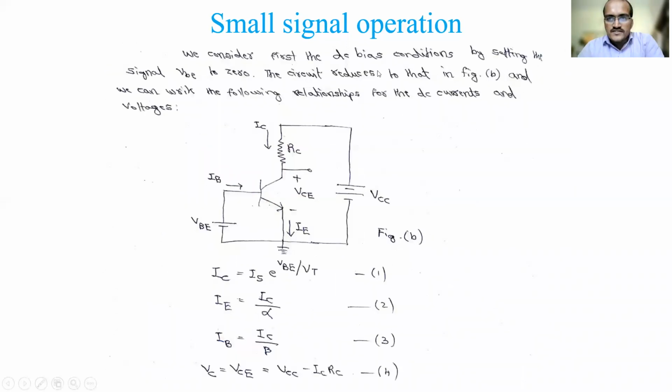So we consider first the DC bias conditions by setting the signal VBE to 0. The circuit reduces to that of figure B, and we can write the following relations for the DC currents and voltages. This is what we have done last time, so the same thing I am doing. Everything I am writing, letter as well as subscript, is capital, because it is a DC biasing part. I'm not going to explain in much detail how we got the equations, because you have already done it. Just to show, we are discussing small signal operation.